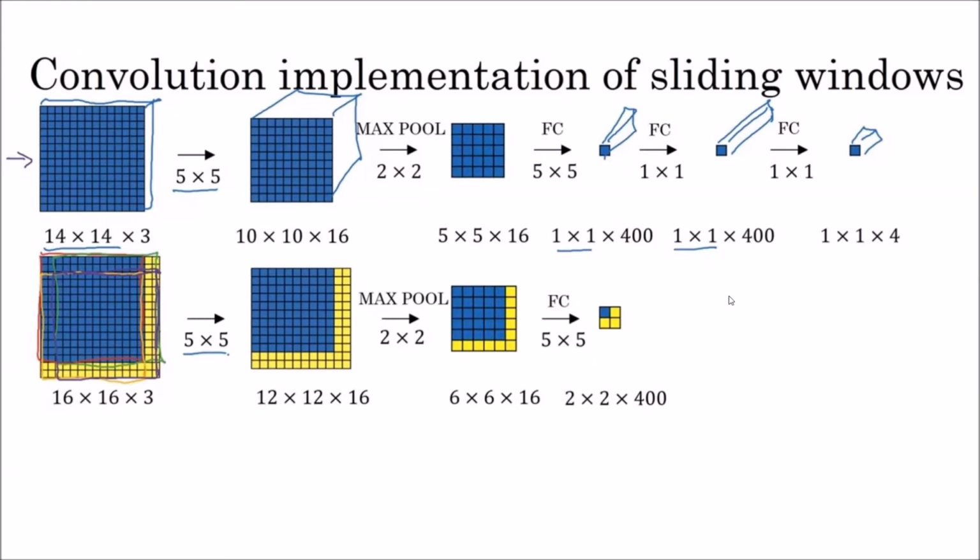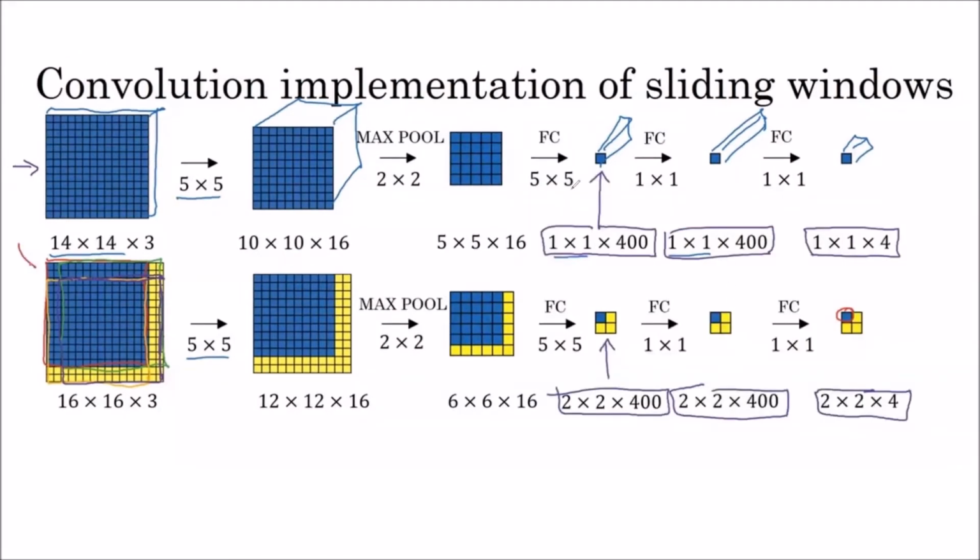Like this, we have implemented the same thing. Here we have used the same filter, here also the same filter, everywhere we have used the same filter. But the difference between the first implementation and the second implementation is that we have considered two extra rows and columns in the image. What additional advantage will this give?